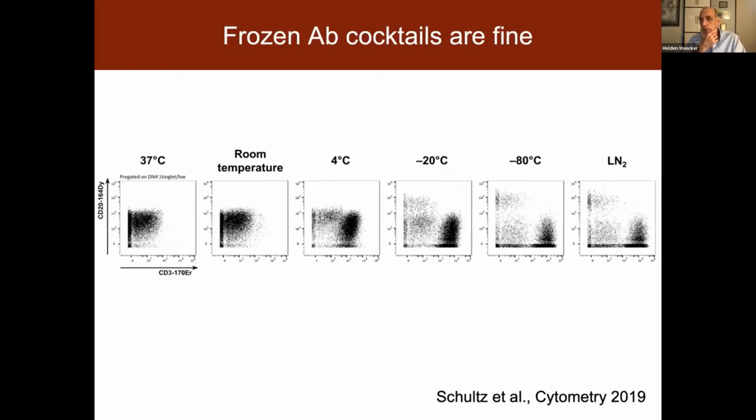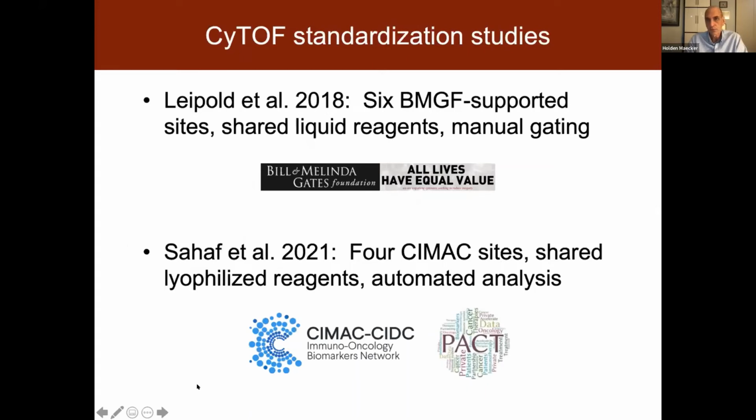Now, in the meantime, the group of Henrik Mai in Berlin published a protocol showing that you can freeze these antibody cocktails, particularly at -80 or below, and retain very nice discrete staining, very similar to the fresh cocktail if you do that. But obviously, if you store at 4 degrees or room temperature, that staining degrades considerably. So the other way to do this is with frozen antibody cocktails, but obviously lyophilized cocktails are the best standard in terms of preserving the staining qualities of the reagents. So that's what we did in the CIMAC study, which I'll now move to.